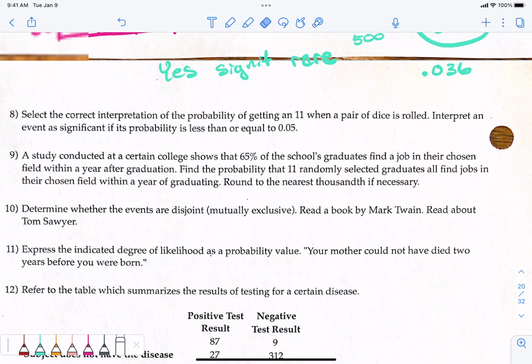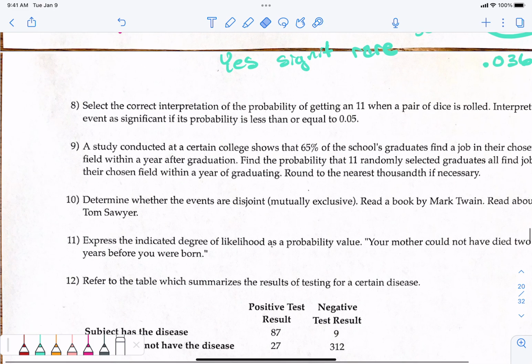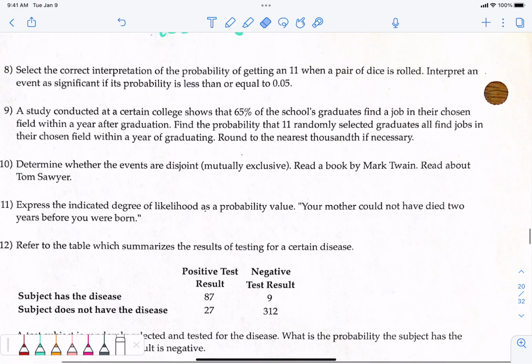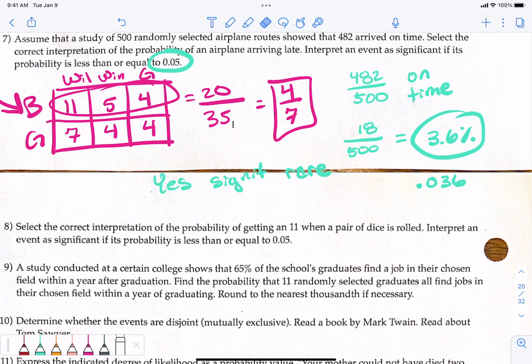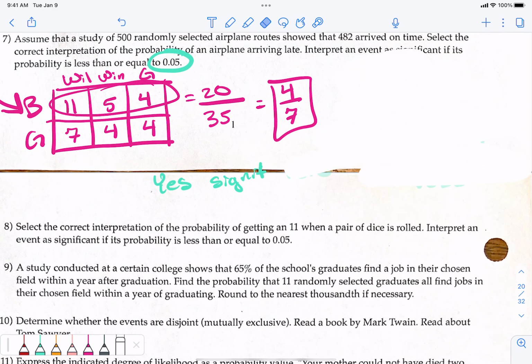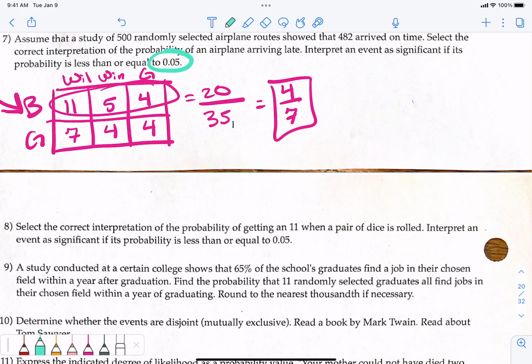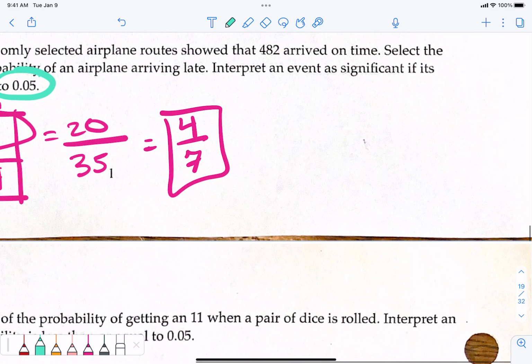Whatever. All right, select the correct interpretation of the probability of getting 11 when a pair of dice is rolled. Ooh, I like this one. Let's talk about our dice, but I need a bigger area. Okay, I'm going to erase this last problem because I need a table. When you're rolling 2 dice, I like to put a table up here. It looks like this.